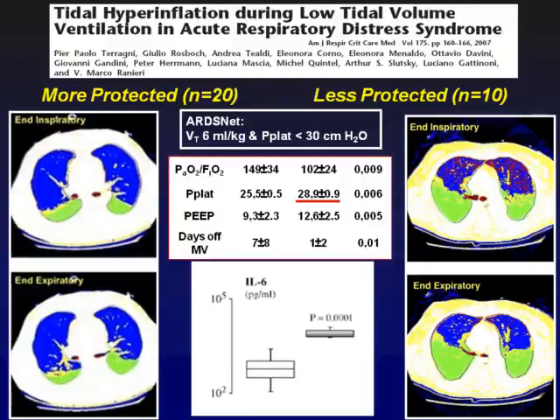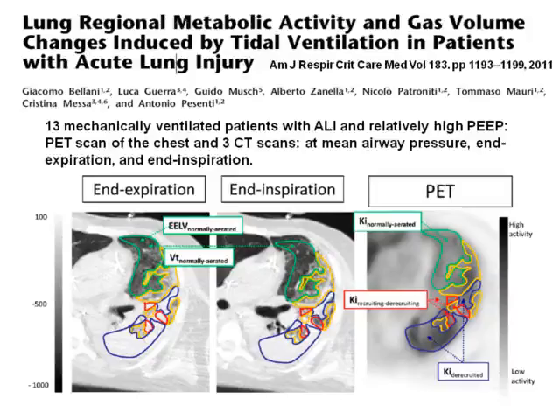And again, if there is overdistension, even at 6 mL per kilogram, there was inflammation, in that case in the plasma, because when they measured interleukin-6, which is an inflammatory cytokine, it was higher compared with the more protected group.